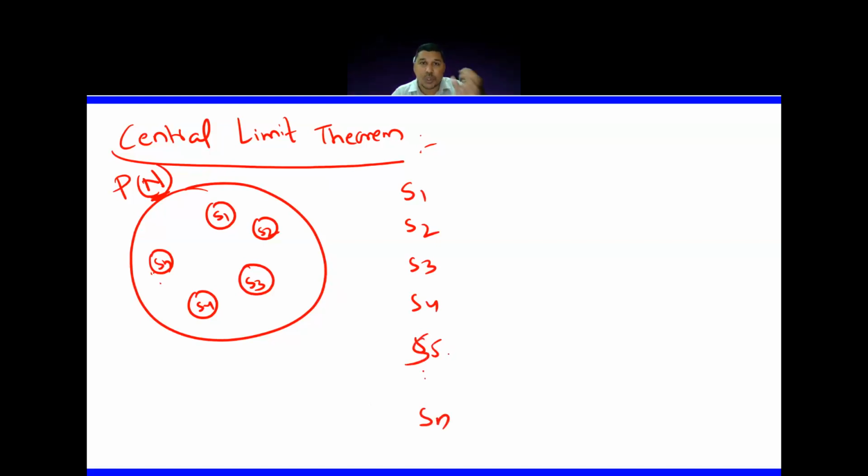Okay, random samples you take. Sometimes you may get repeated elements here. That's not the case. Understand the base case. So you randomly draw some samples.